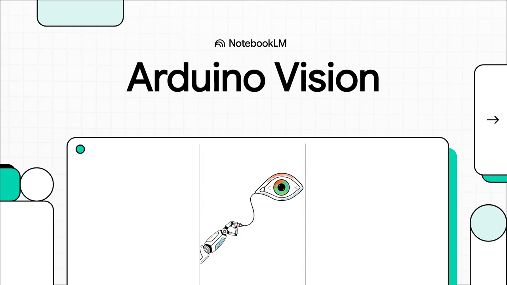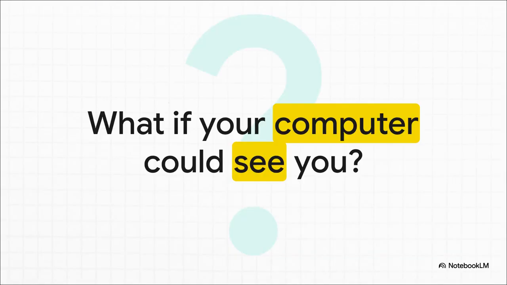All right, let's dive into something really cool. Today, we're talking about Arduino Vision. We're going to explore how simple pixels from a camera are being turned into actual physical prototypes that you can touch and interact with. So, I want you to just think about this for a second.